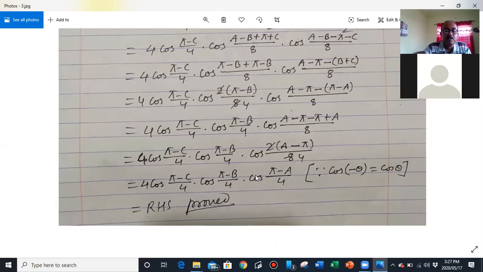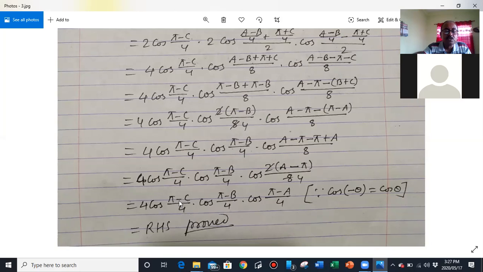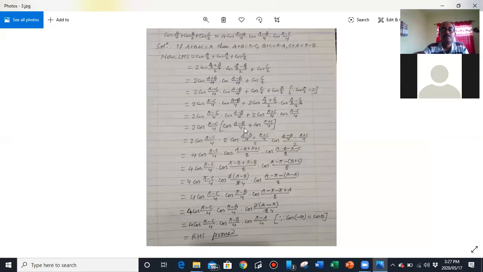So in the next line we'll do 4 cos (pi minus c)/4 into cos (pi minus b)/4 into cos this. It is permissible, so we write (pi minus a)/4. So here what is given is proved. In this way we can prove the RHS.